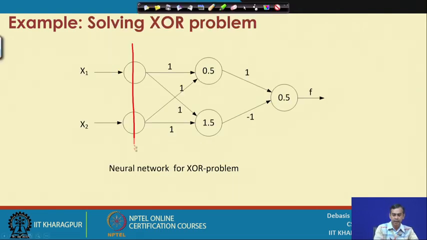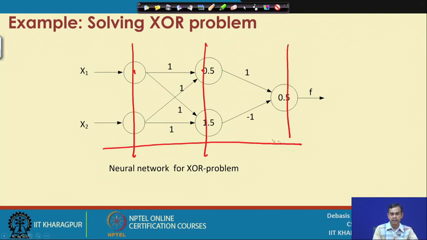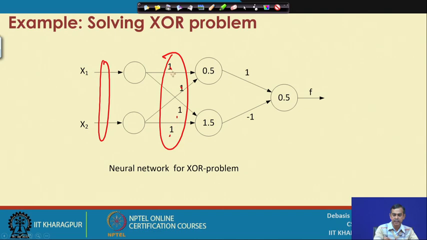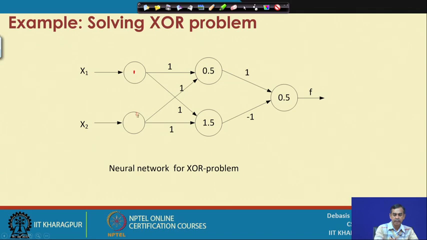This is the input layer, the hidden layer and the output layer, so it is 3 layers. In the input layer 2 inputs are there, in the hidden layer 2 perceptrons, and in the output layer 1 perceptron. Here we can consider the different weights, so there are 3 weight matrices, and here a threshold value of 0 or 1 you can consider.